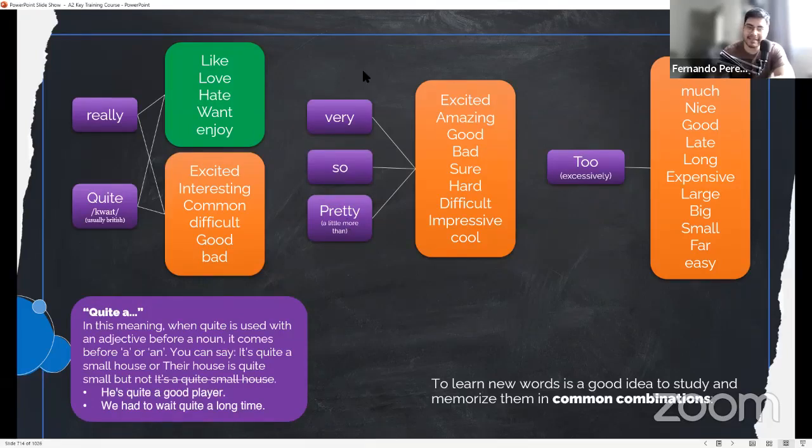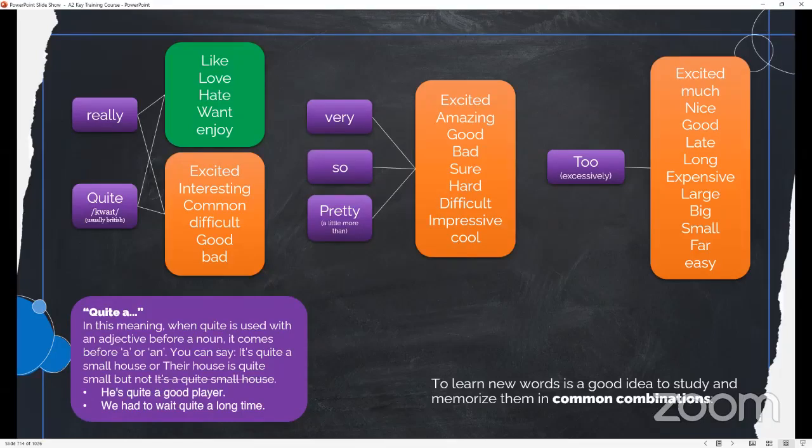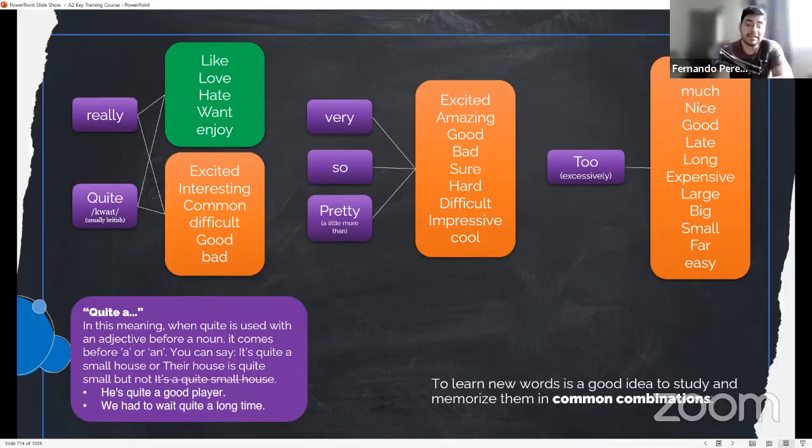Really, quite, very, so, pretty, too. These are emphasis words. Take a note, Monse, Gavi, and Milton. Special words we saw for emphasis in previous classes. Okay. And all this information is A2 information. It's from the previous level. So it's super important to have it.